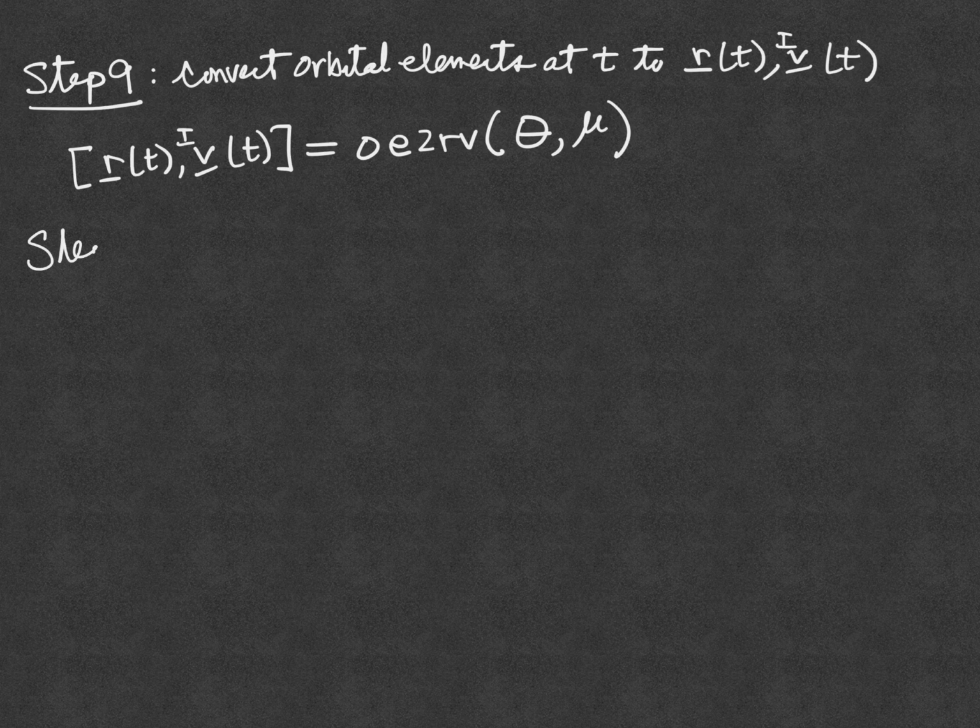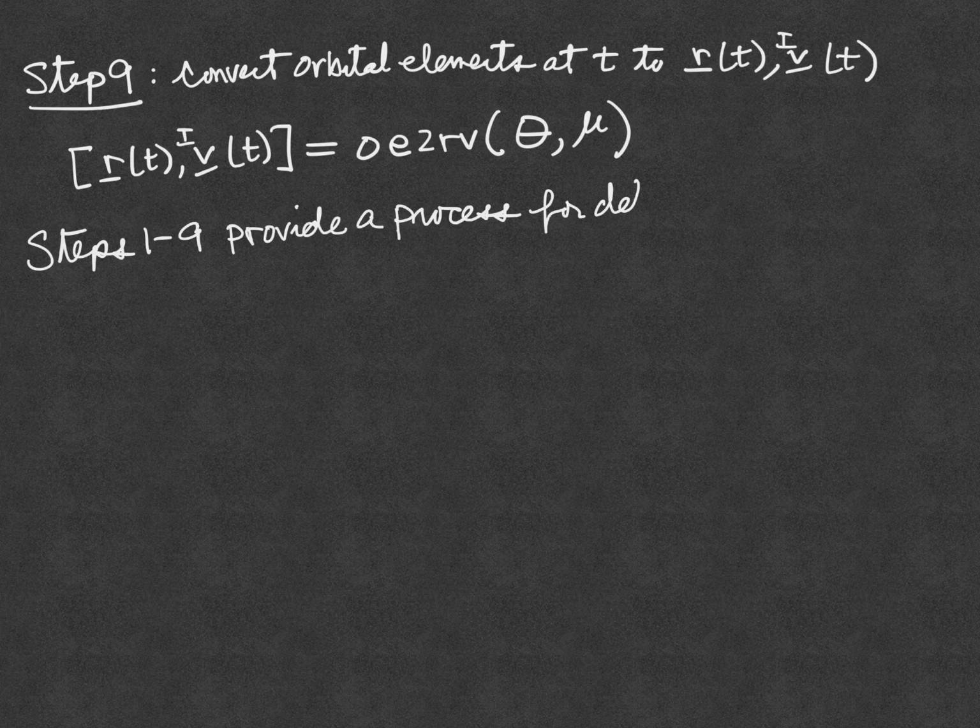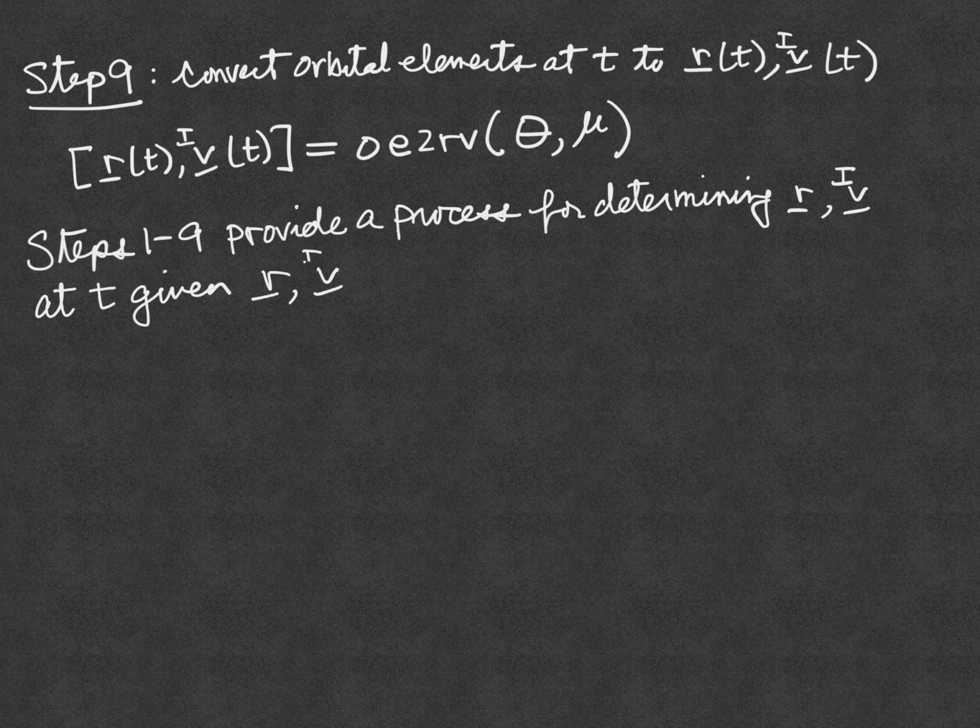So steps 1 through 9 provide a process for determining r and vi at time t given r and vi at t0. And that's the entire process.